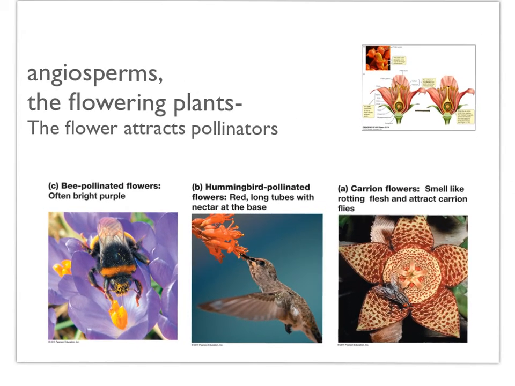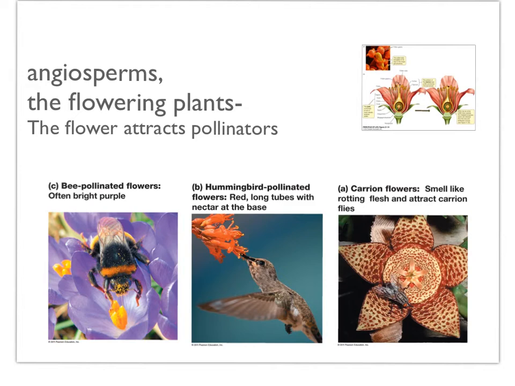So angiosperms, the flowering plants, attract pollinators. So flowers, there are a lot of plants that don't produce showy flowers. Grasses, for example. They don't rely on animals for pollination services. They rely on the wind and gravity. Okay, flowering and grass, by the way, is part of the flowering plants, the angiosperms.